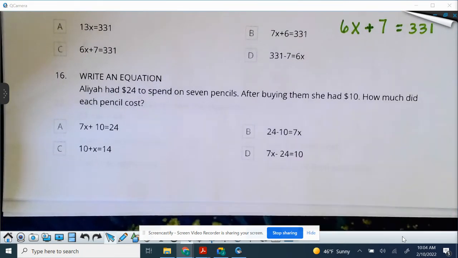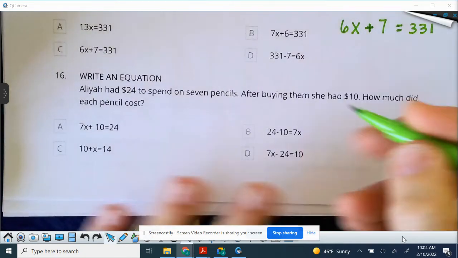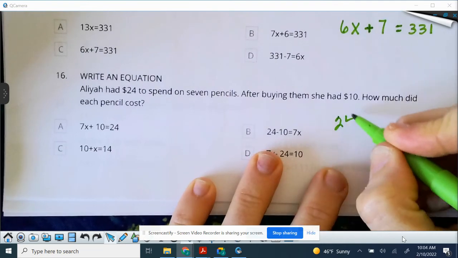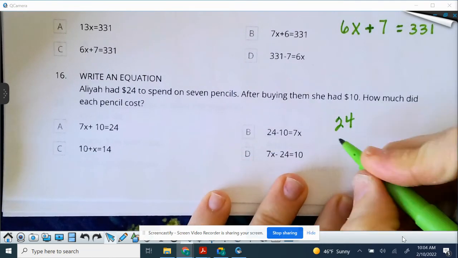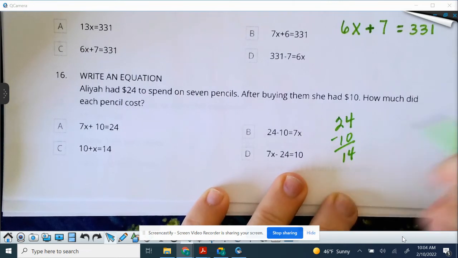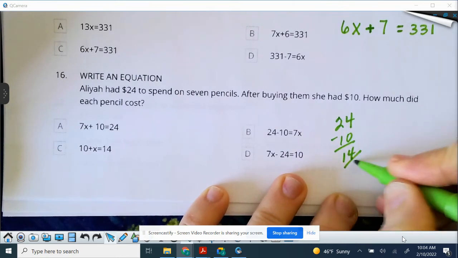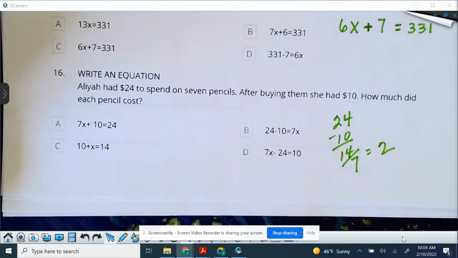All right. Write an equation. She had $24 total to spend on 7 pencils. After buying them, she had 10. How much did each pencil cost? So I started with 24. So again, this is that logic where you would go, okay, I had $24. And when I was done, I had 10, so you would minus 10, 14. I had 7 pencils, so you would divide by 7, which would give me 2. So to answer it would be no big deal for a lot of you.